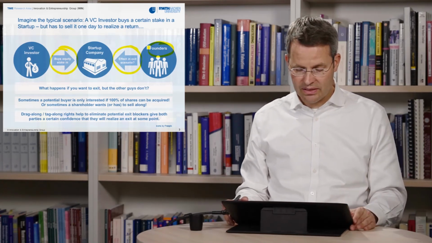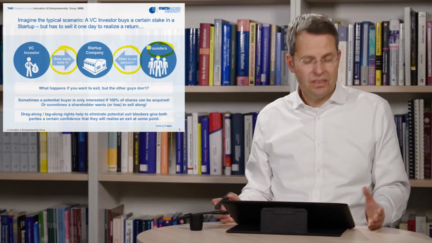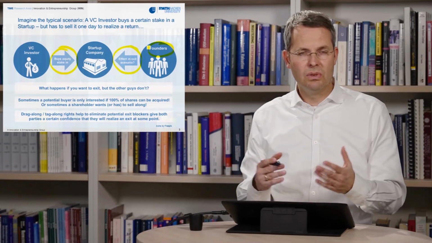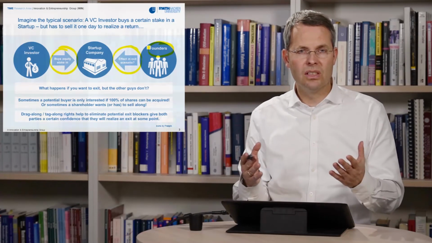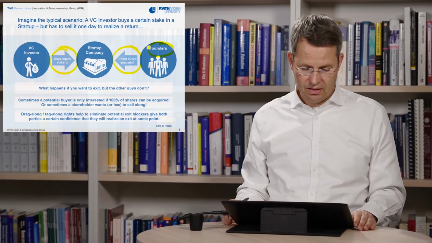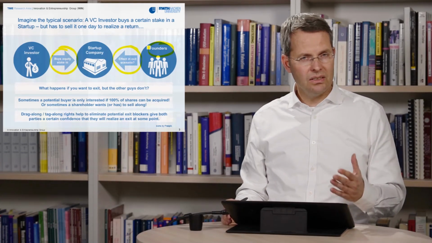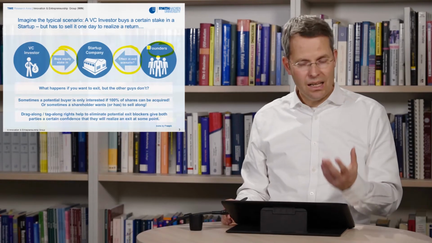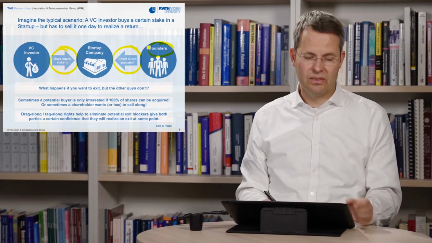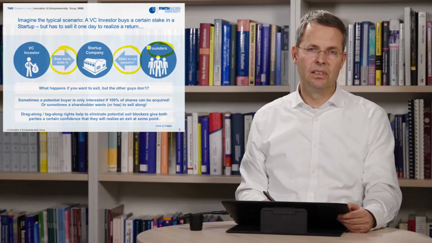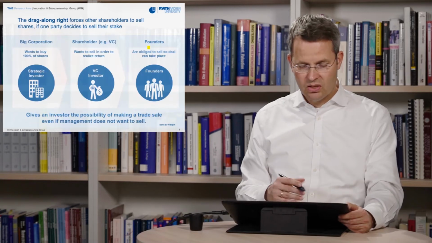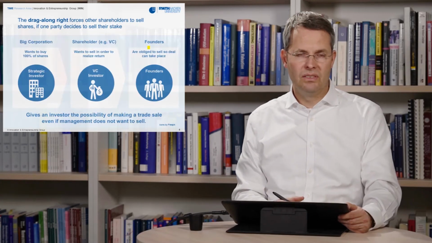drag along rights. Sometimes a potential buyer is only interested in 100% of the shares and only wants to buy if he gets 100% of the shares. But what if some of the shareholders don't want to sell? Drag along, tag along rights help eliminate these blockers or potential exit blockers. This is how they work. And it basically helps the VC investor to realize his return.